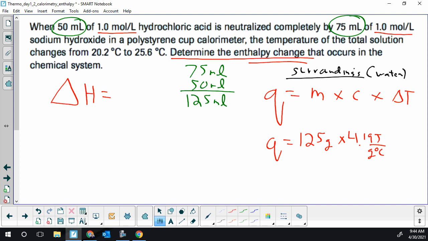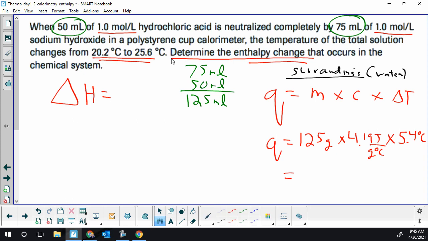Last, we need the temperature change. I always put in the positive value of the temperature change, the way I solve enthalpy, and then I think of the sign afterwards. I find that the best method. So what is our difference in temperature? 25.6 is our bigger number, minus 20.2. That leads to a difference of 5.4 degrees Celsius, which is our change in temperature.